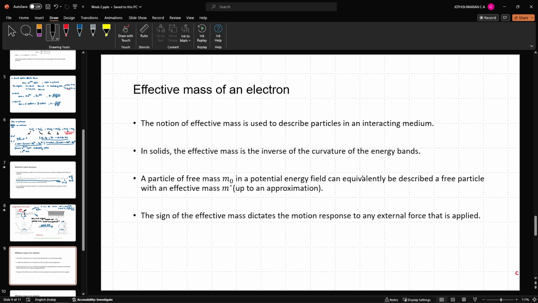Okay, so the first thing that needs to be known about effective mass is that the notion of effective mass is used to describe particles in an interacting medium. It is not only fixed for an electron, it is true for all kinds of particles, even classical particles.